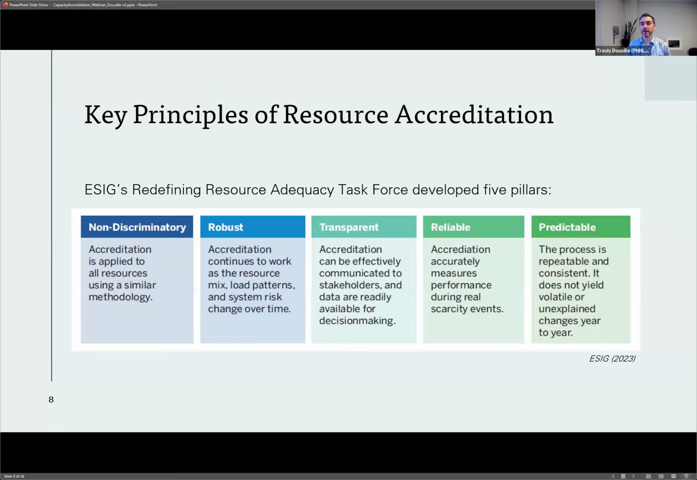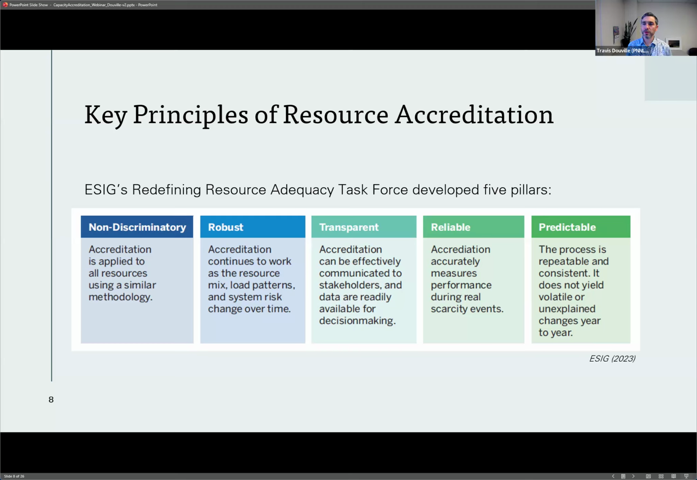All right, now we've got our context set, and let's work towards some key principles of resource accreditation, which have been put out by some fantastic work out of the Energy Systems Integration Group. I have references for all these sources, all these citations in italic. You will see they'll be at the end of the deck, which you should have available to you following the recording of this presentation.